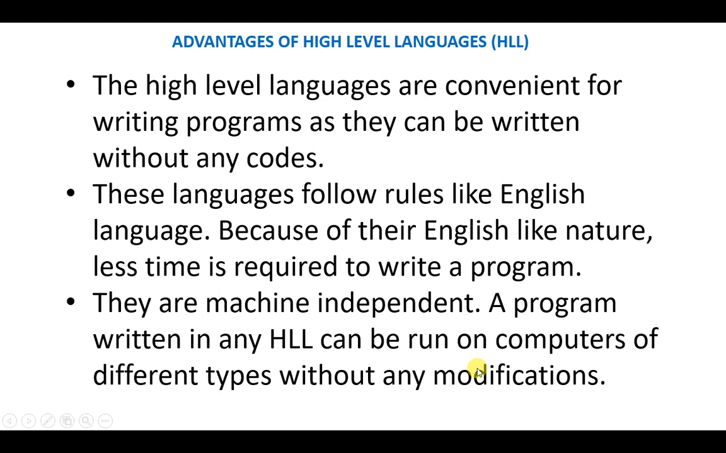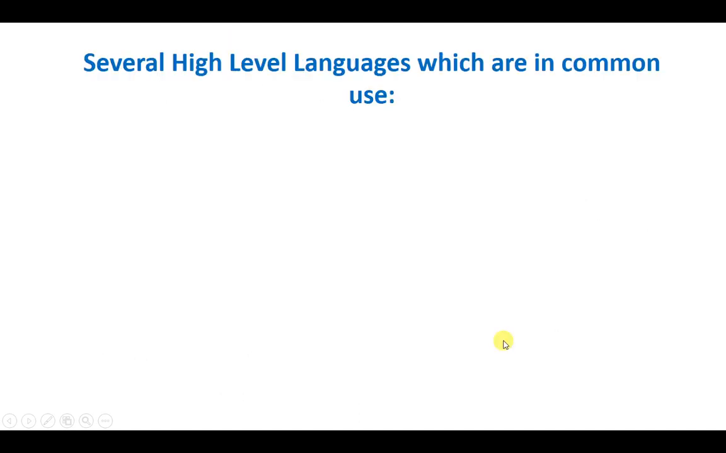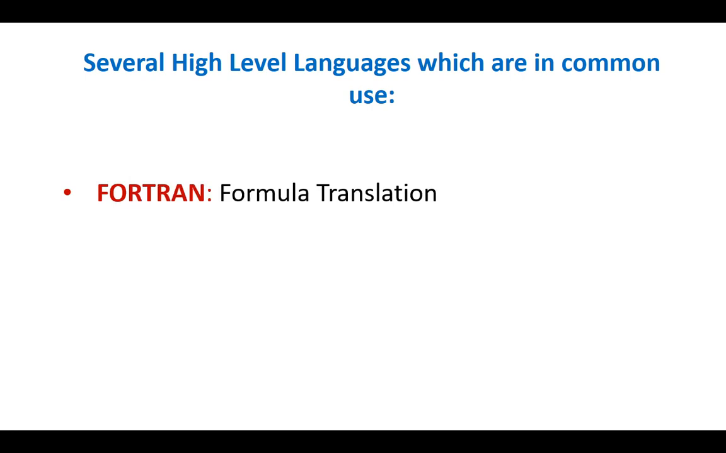These are some of the advantages that you need to know and master. Apart from that, we have several high-level languages which are common in use. We have Fortran, COBOL, BASIC, Prolog and ALGOL. You can use Fortran, which stands for formula translation. This is one of the high level languages that can be used to write a program.